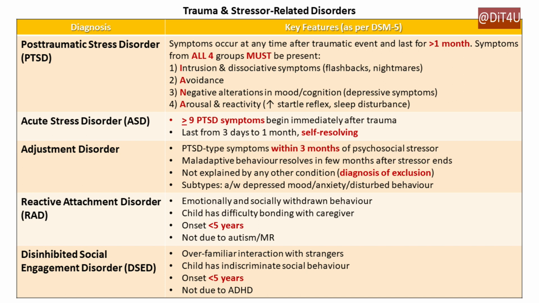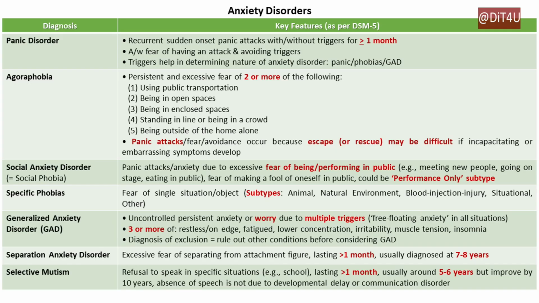Okay. Again, the onset should be less than 5 years, and it should not be secondary to ADHD, because remember, similar features. In ADHD also, they can be very over-familiar because they are so restless. They'll go and talk to everybody. They'll blurt it out.